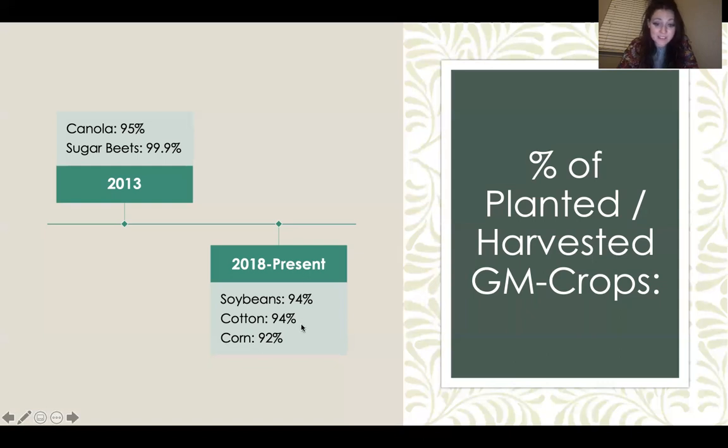I mean, look at this. You've got 6% natural, or not 80, 8% natural. Up here, we've got 5%, and not even 1% for the sugar beets.